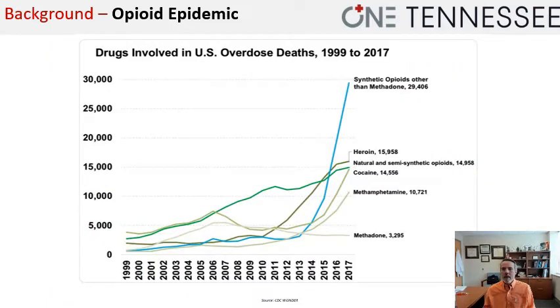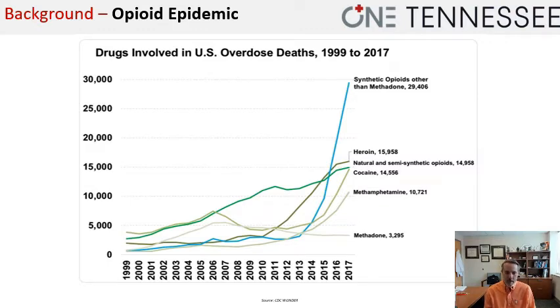This slide does a great job to kind of detail and highlight how legislative changes can have unintended consequences. So if anyone remembers what happened back on October 6, 2014, that is when hydrocodone, one of the most frequently misused and abused opioids, went from a Schedule 3 substance to a Schedule 2 substance.